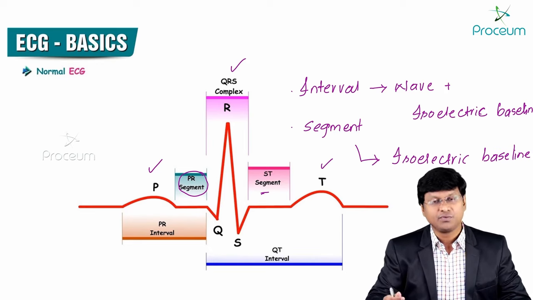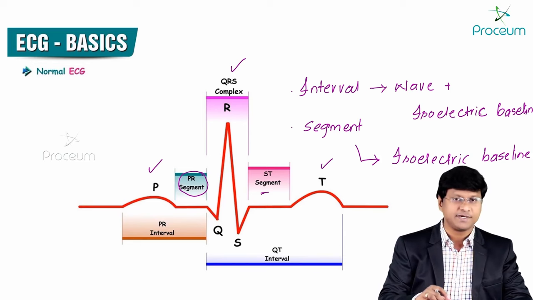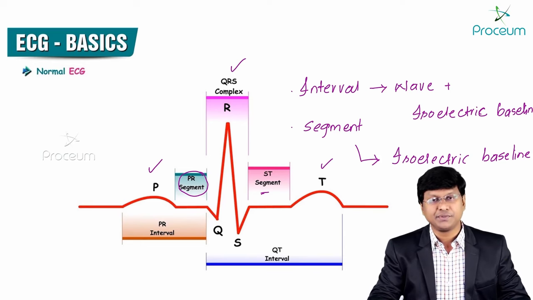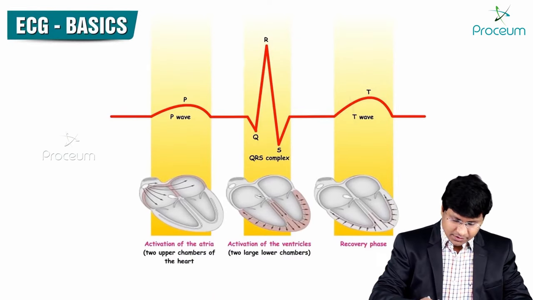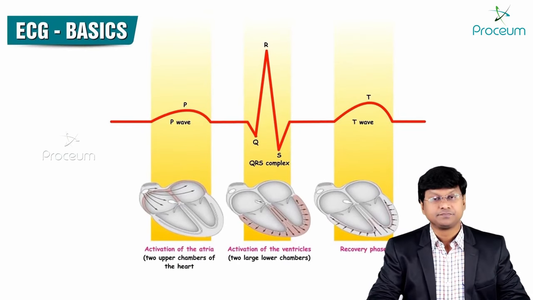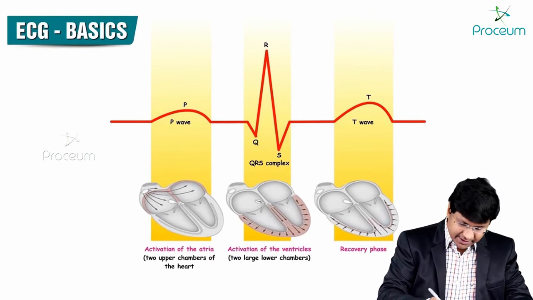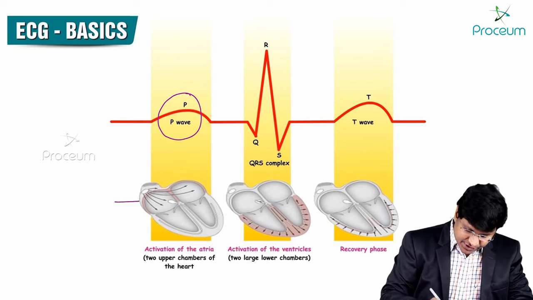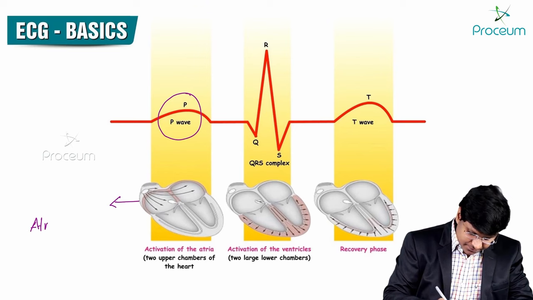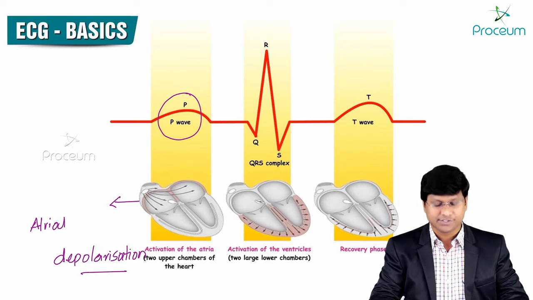Now, let me give you the etiologies of these particular waves. Why do you have the P wave? Why do you have the QRS complex? Why do you have the T wave? And why do you have these particular segments? Let me give you a picture. In this image, you can see the P wave. The P wave is due to atrial depolarization.